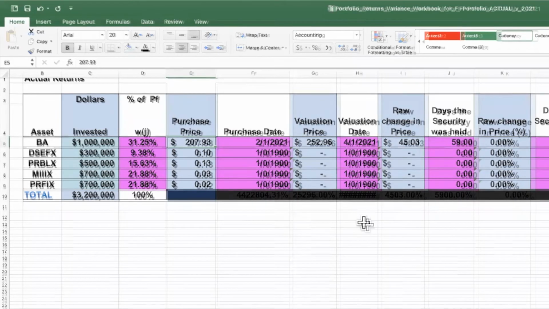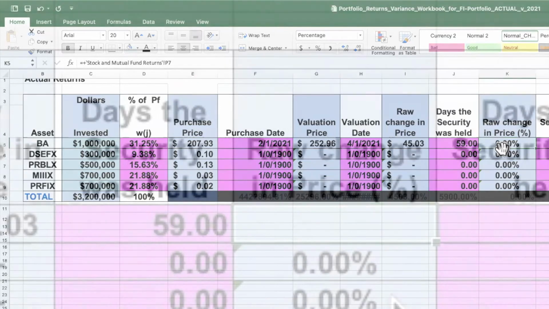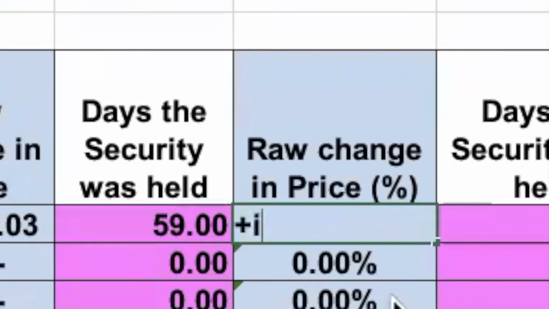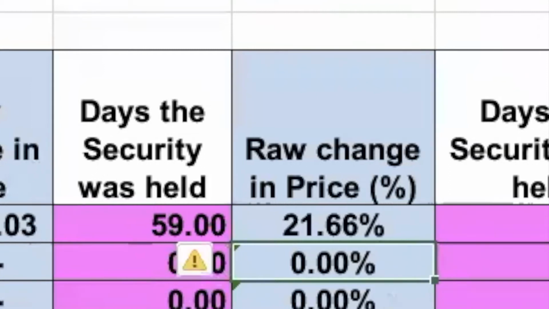So let's do that. This is I5 divided by E5, times 100. All right, so when we do that, we get a 21% increase in the price of that Boeing stock over that 59-day period. So we get a 21.66% increase in the price.